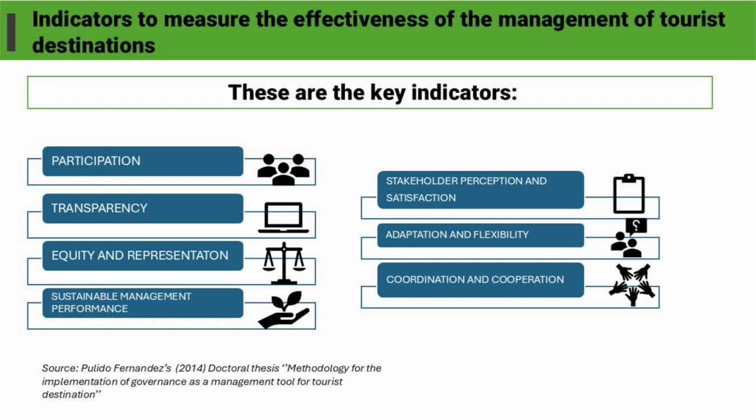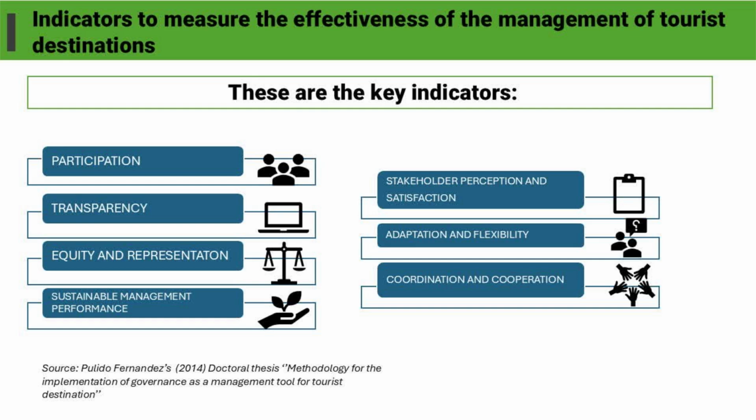Third, equity and representation indicators. These measure whether all stakeholders are equally represented and whether decisions are inclusive. For example, the diversity of sectors represented in governance committees. Fourth, sustainable management outcome indicators. These measure the impact of governance on the sustainability of the destination. For example, the responsible use of resources such as water and energy.